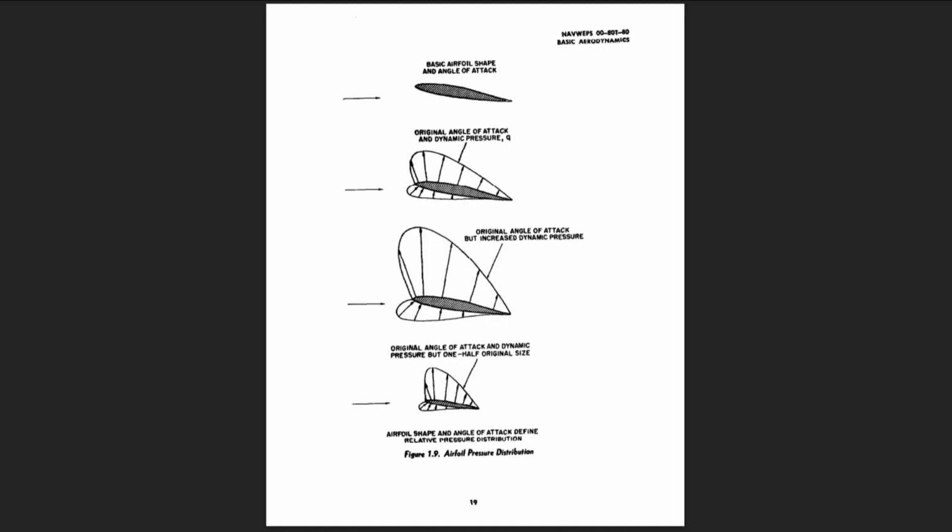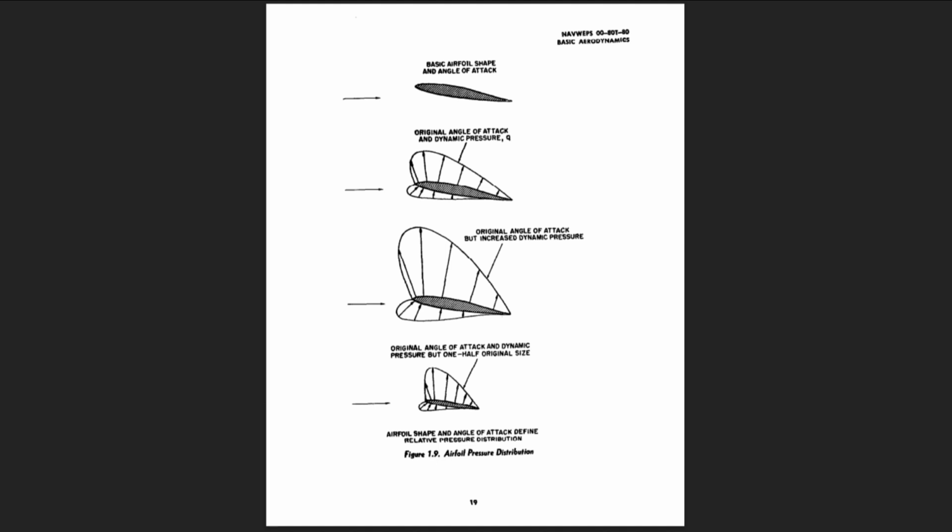If the same airfoil shape is placed at the same angle to an airstream with twice as great a dynamic pressure, the magnitude of the pressure distribution will be twice as great, but the relative shape of the pressure distribution will be the same. With twice as great a pressure existing over the surface, all aerodynamic forces and moments will double.